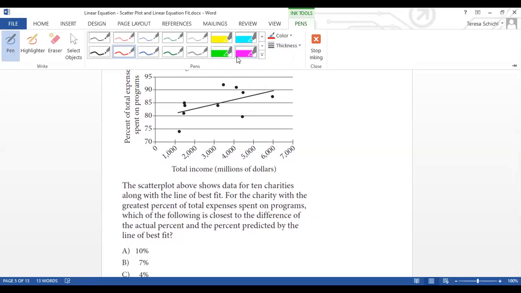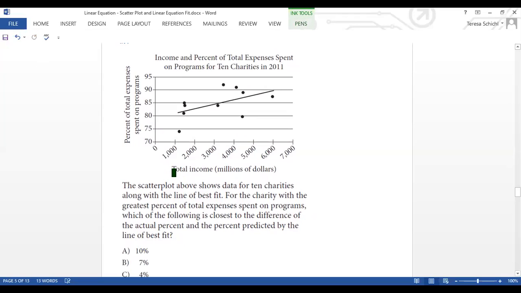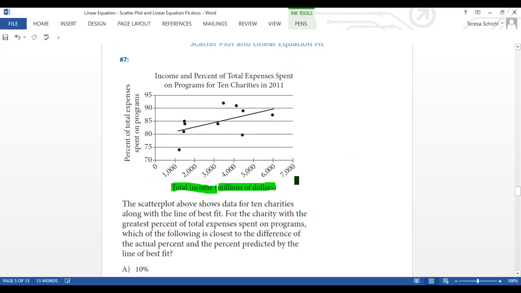Okay, so now let's take a look. So total income, right? So it's in the millions of dollars. So the total income in millions of dollars here. So this is 2,000 million, 3,000 million, right? And this is the percent, this is Y, this is the percent of the total expense to spend on the program here.